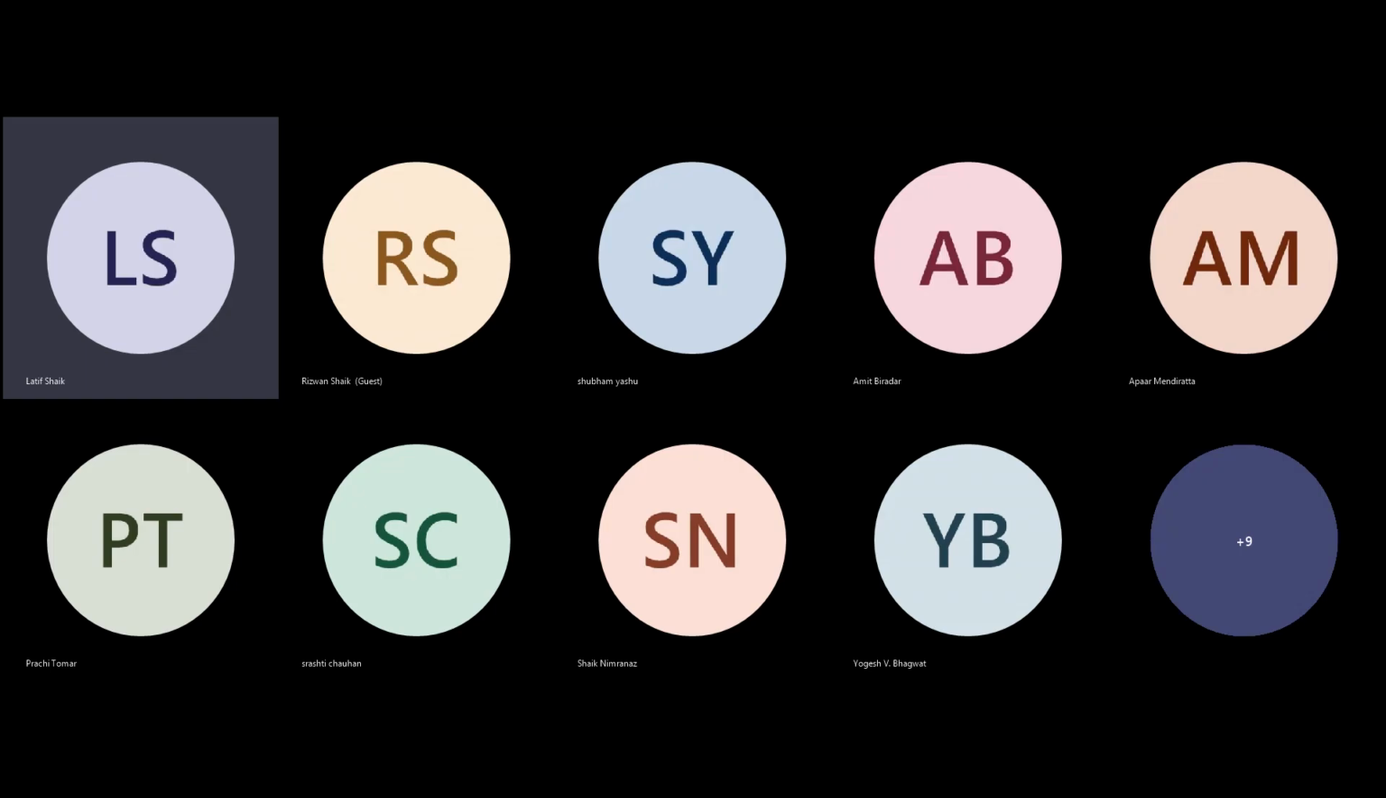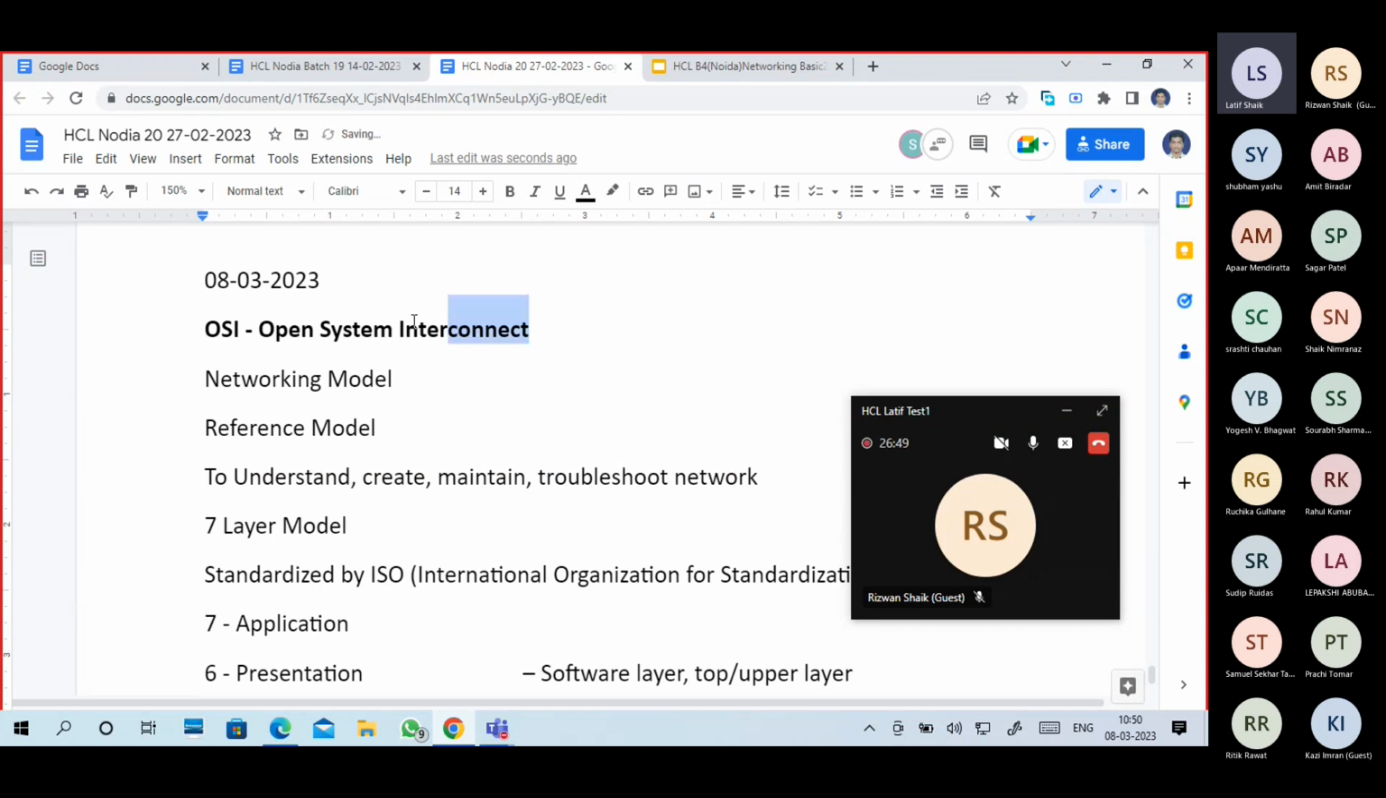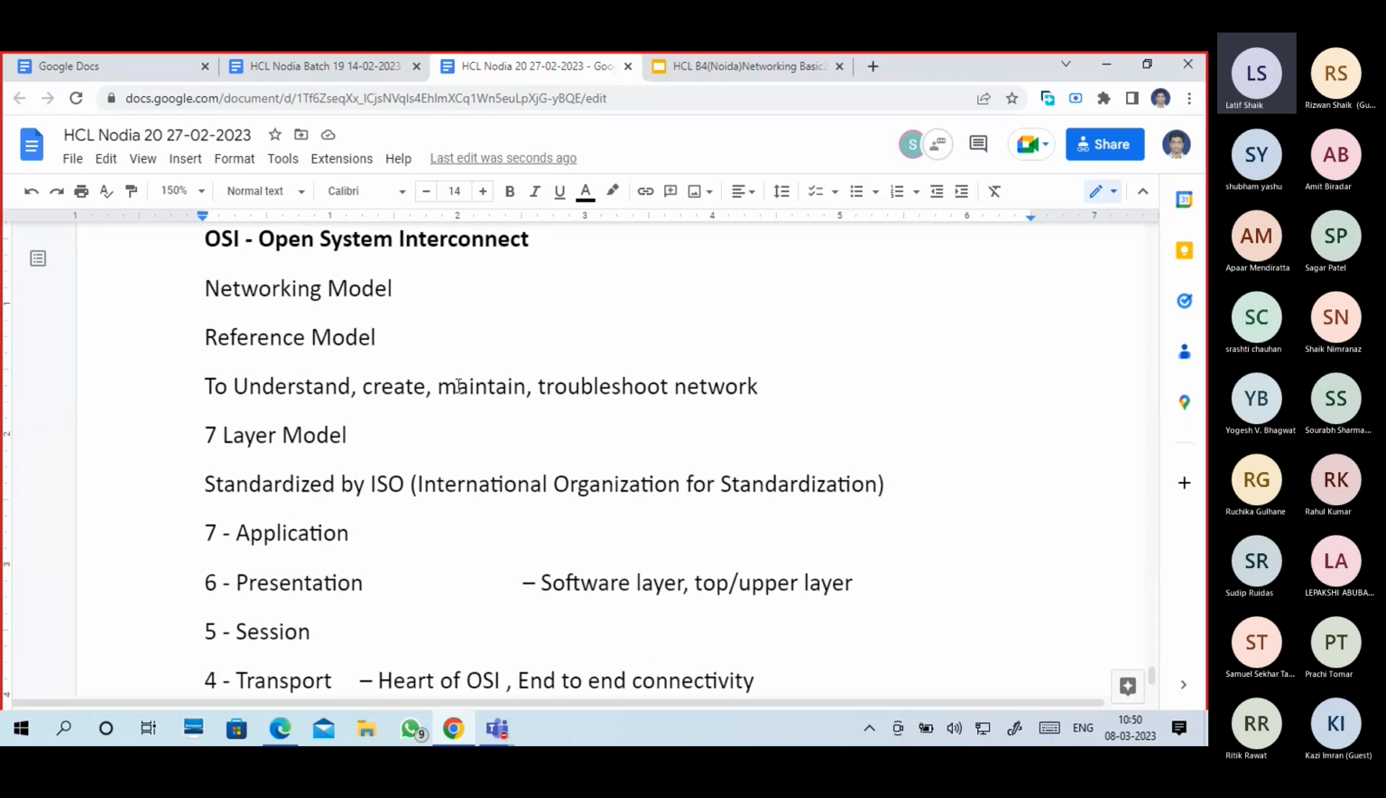So what is the OSI model? What is OSI? Open System Interconnect. It is a networking model to communicate in the network, to understand how the network is connected and to troubleshoot the network. This OSI model is useful.